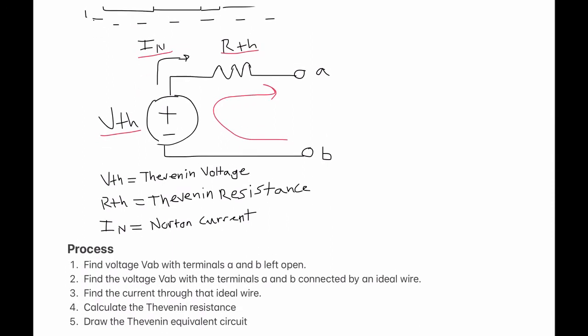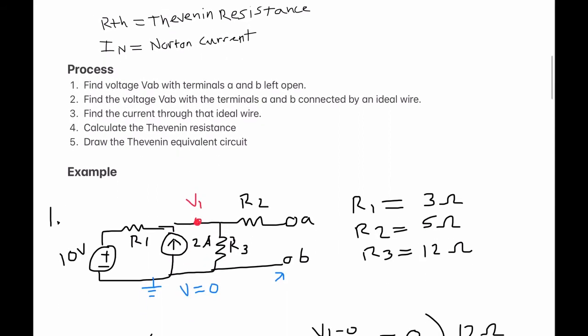So essentially there's like 5 steps to this. So the first step will be to find our voltage across terminals A to B with the terminals AB left open. And then we're going to do it again with them connected by an ideal wire. And then that way we can find the current, which will be our short circuit current, or the Norton current. And then the fourth step will be to calculate the Thevenin resistance after that. And then finally we're going to use this to draw our Thevenin equivalent circuit. So let's go ahead and get started with the example.